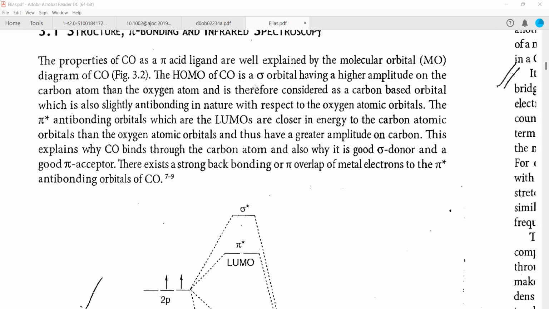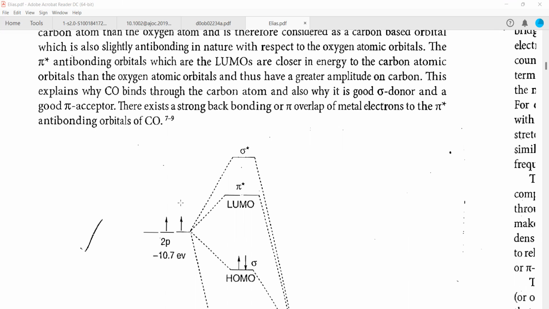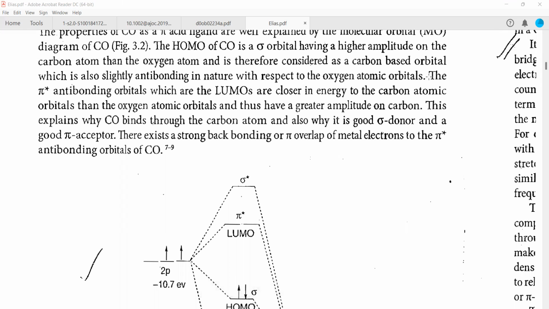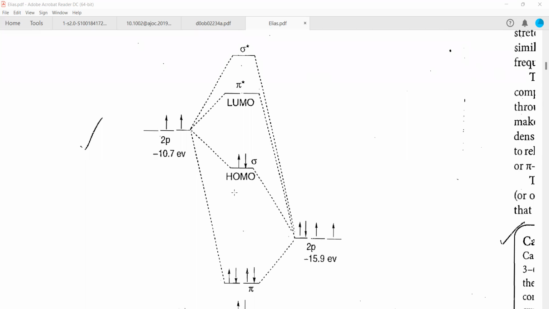As well explained by the molecular orbital diagram of carbonyl, the HOMO of carbonyl is a sigma orbital having a higher amplitude on the carbon atom. As I told you, it is closer to the atomic orbital of the carbon than the oxygen atom and is therefore considered a carbon-based orbital, which is also slightly antibonding in nature with respect to the oxygen atomic orbital. You can see, right? Generally, what we see is that there are atomic orbitals and then the sigma bond or any bonding interaction takes place between orbitals of two different atoms that are lower in energy than the atomic orbitals of both the atoms.